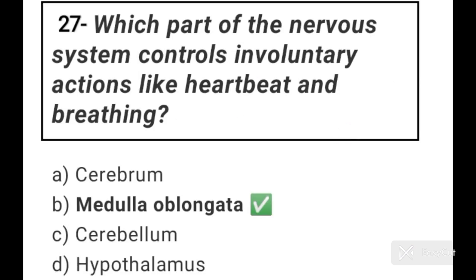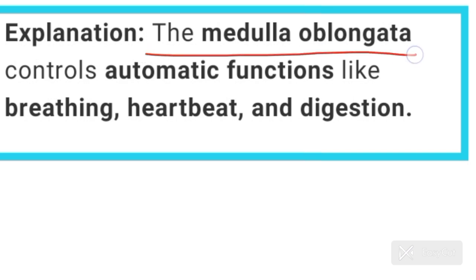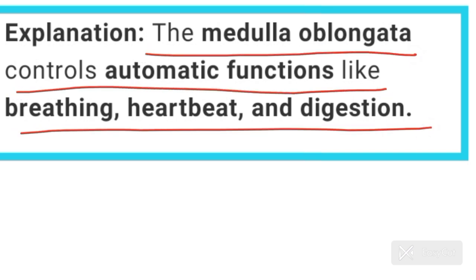Question number 27. Which part of the nervous system controls involuntary actions like heartbeat and breathing? Answer is option B. Medulla oblongata is the part of the nervous system that controls involuntary actions like heartbeat and breathing. The medulla oblongata controls automatic functions like breathing, heartbeat and digestion.